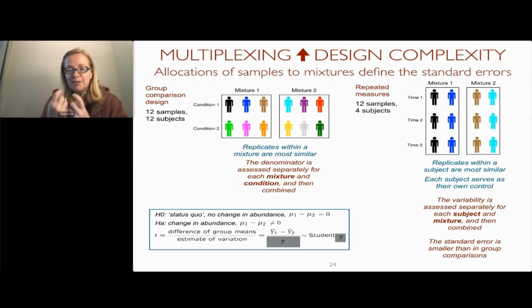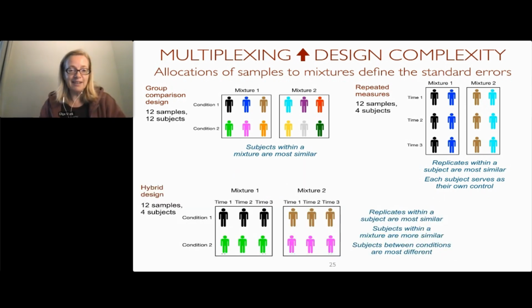And so now, in terms of statistics, we need to first look for comparisons within a person across time, then aggregate the comparisons in one mixture and aggregate the comparisons in the other mixture, and then combine the aggregated values. And of course, real life experiments often look like that, where we have multiple conditions, multiple time points, and multiple mixtures.